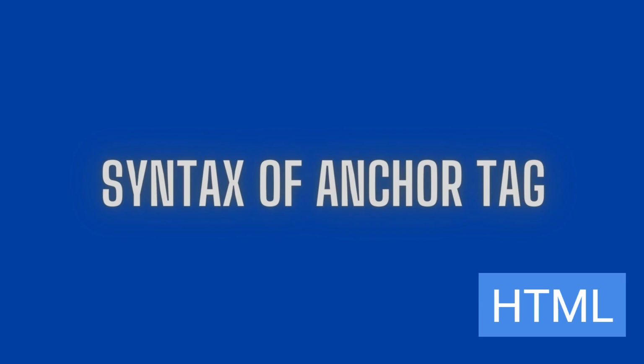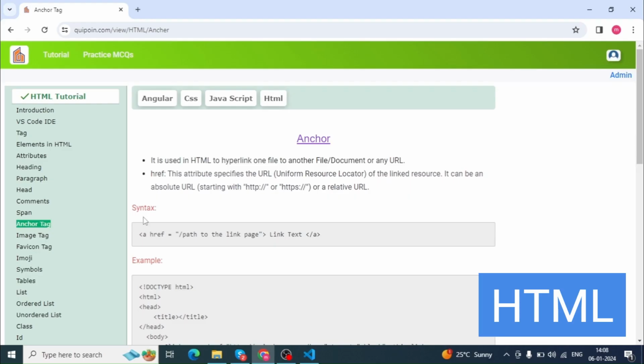Next is the syntax. The syntax consists of an anchor, then the href attribute, and inside the href attribute we have to mention the path of the linked page. Then we have to give some text here. Okay, let's discuss an example of an anchor tag.